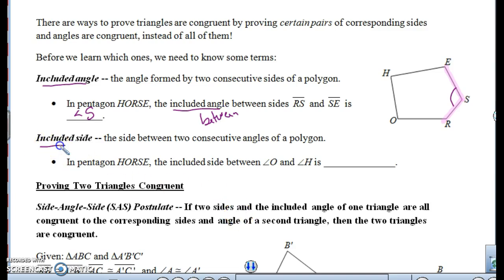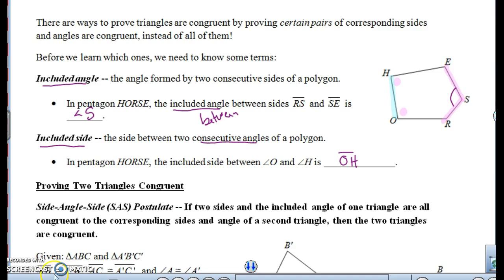And an included side is the side between two consecutive angles of a polygon. So if I look at two angles of a polygon, say angle H and angle O, right here, what side is between those two angles? Well, the side that's between those two angles would be this side right here. So that would be side OH. So included means basically between.